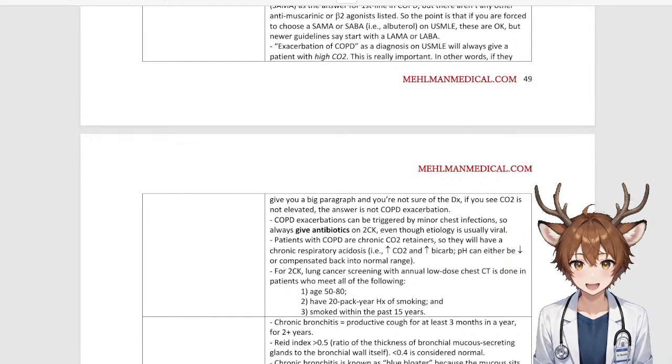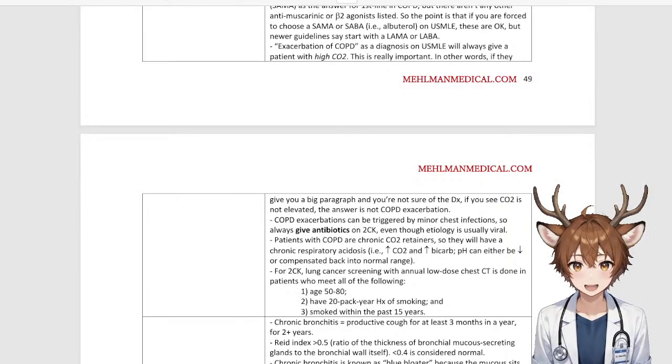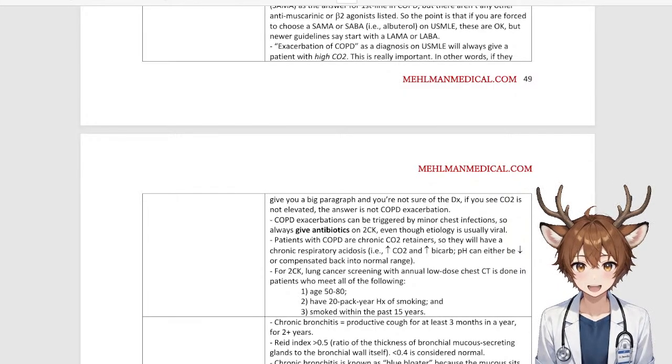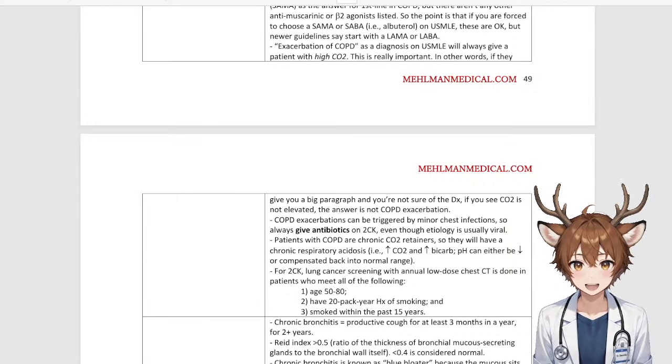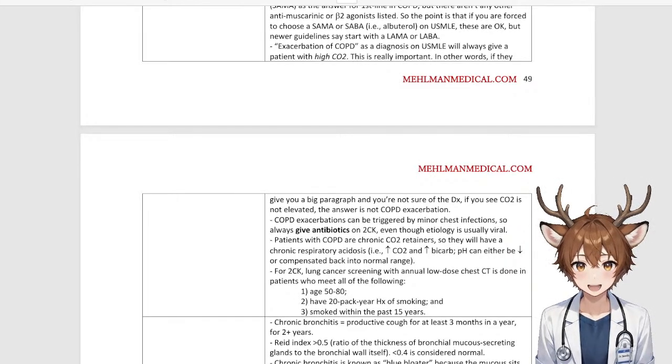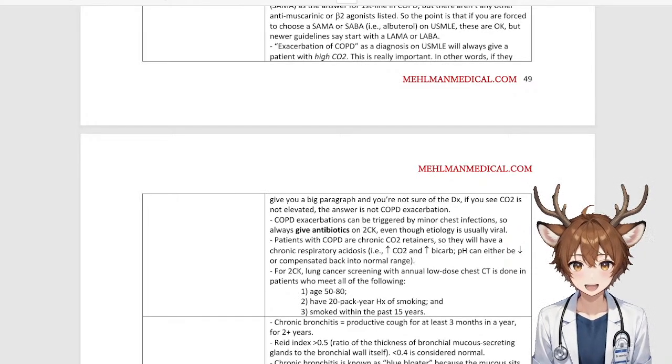For 2CK, lung cancer screening with an annual low-dose chest CT is done in patients who meet all the following criteria. 1. Age 50 to 80. 2. Have a 20-pack year smoking history. And 3. Smoked within the past 15 years.